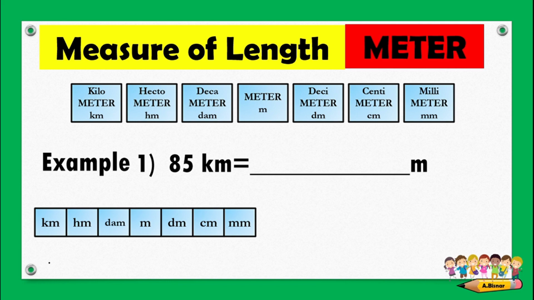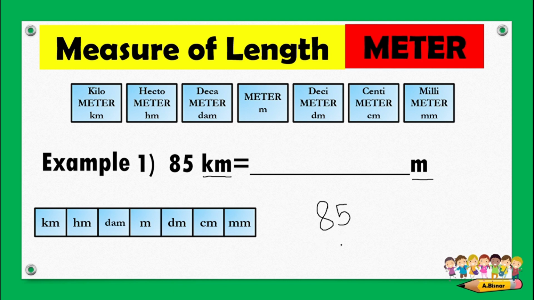So, km stands for kilometer, hm for hectometer, dam for decameter, m for meter, dm for decimeter, cm for centimeter, and mm for millimeter. So these are the steps that you need to follow. First is to write the given, which is 85, because we're going to convert 85 kilometers into meters.